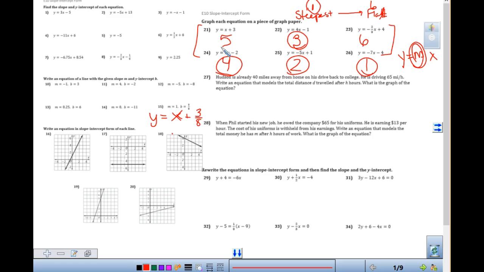Okay? Because you're going from 7, 5, 4, 3, then we have 1 and 2/3, right? Anytime you have a fraction, that's less steep. And the smaller the fraction, the closer to 0, the flatter the line, right? What's our flattest line? 0. When the slope is 0, that's our flattest line because it's horizontal.